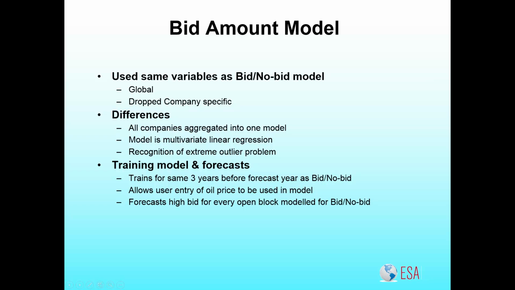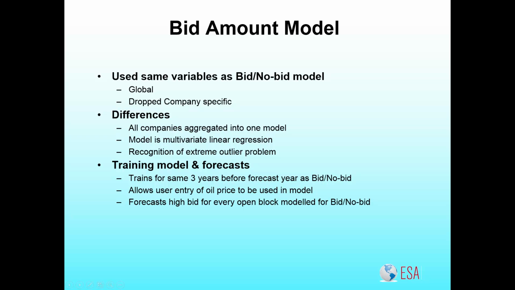The bid amount works in a very similar way. We use the same variables as the bid, no bid model for the most part. All the global variables and things like that are the same. But the company-specific variables, we drop all those because we're not making company-specific bid models. We make one individual bid amount model for the whole thing. So we're really forecasting the high bid amount.